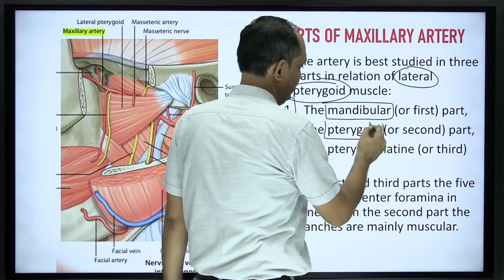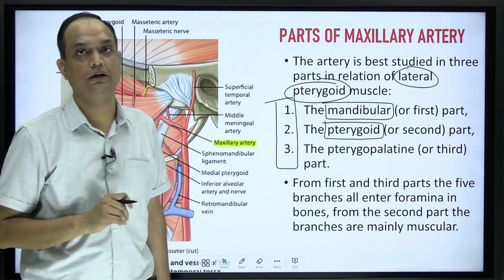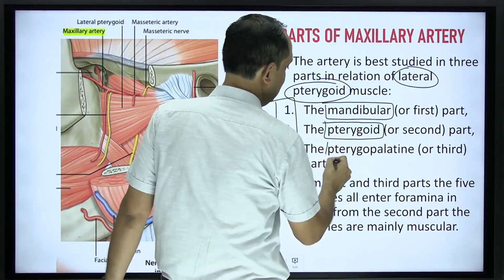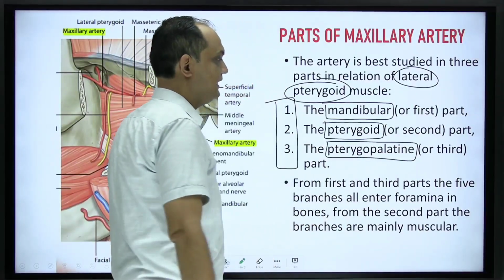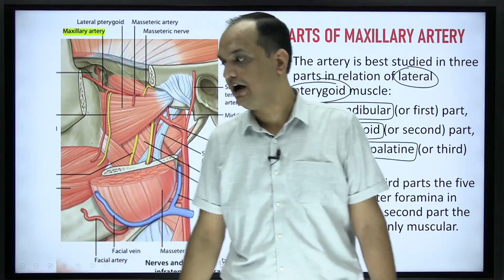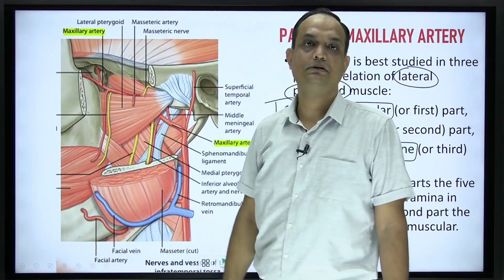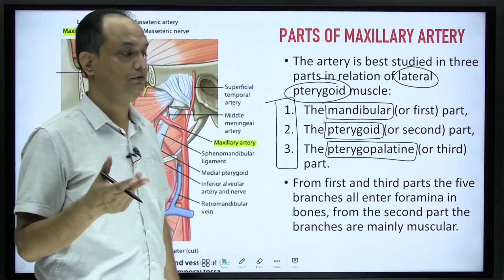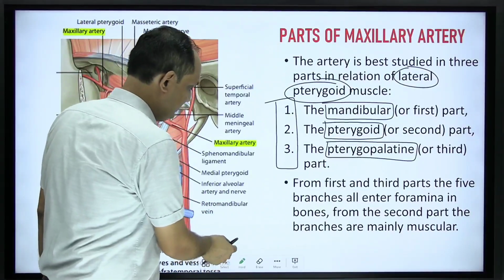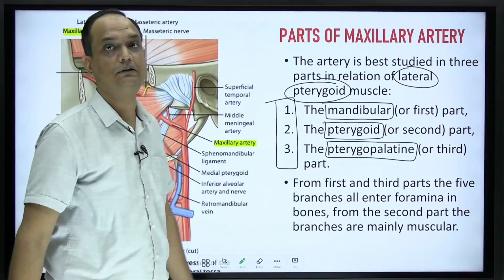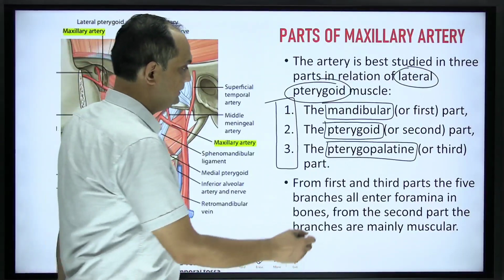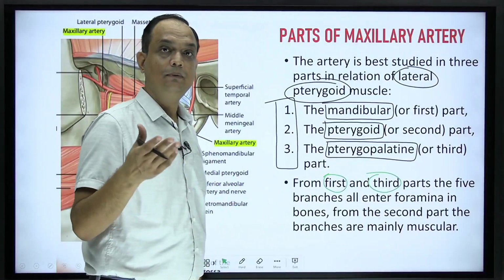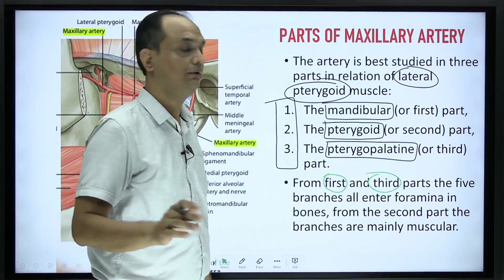The second part is known as the pterygoid part, which is in relation to the lower part of the pterygoid head of the lateral pterygoid muscle. The third part is known as the pterygopalatine part, which is after the muscle and enters into the pterygopalatine fossa. Now, another important thing you have to understand is that when you see the branches of different parts of the maxillary artery, the first part and third part branches generally pass or exit through the foramens.